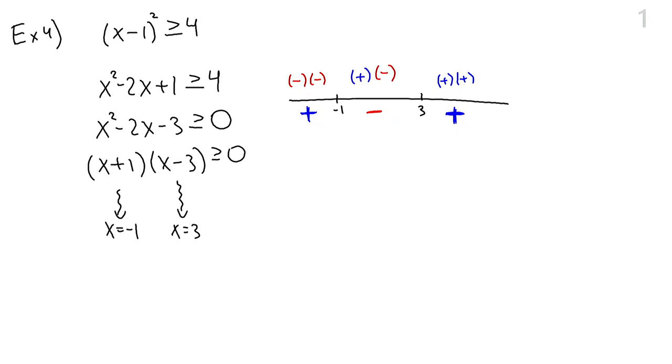Now this inequality asks us to solve when these factors are greater than or equal to 0. So the solution is going to be from negative infinity to negative 1, including negative 1, union 3 to infinity.